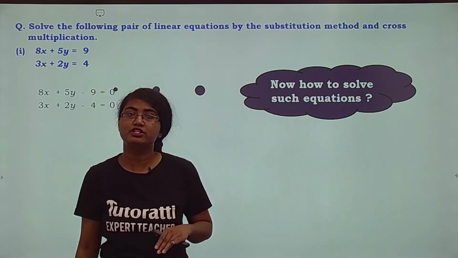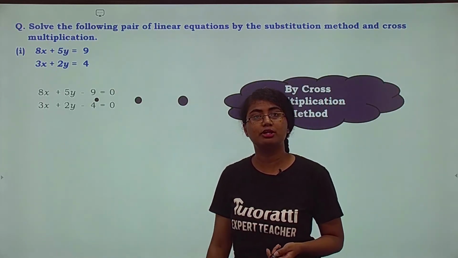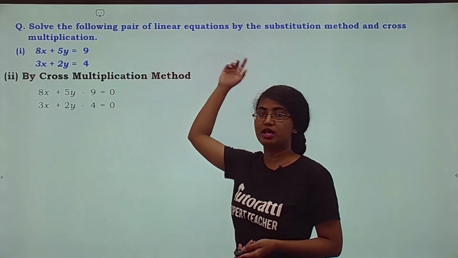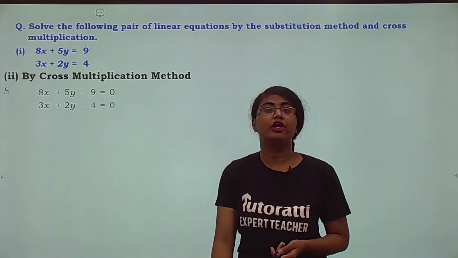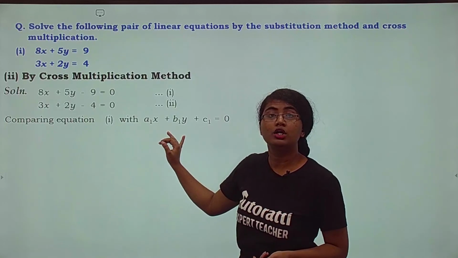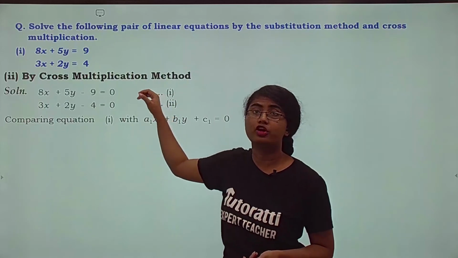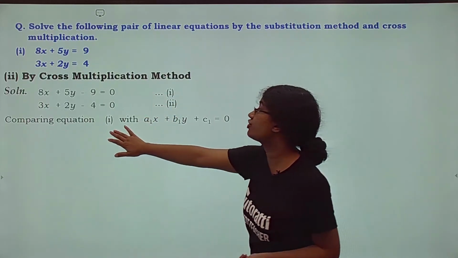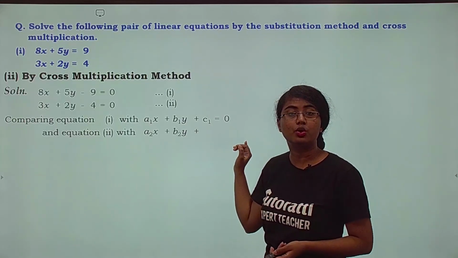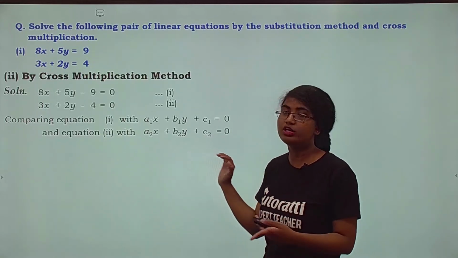Now, how do you solve such equations? By cross multiplication method. So first we are going to be using the cross multiplication method. Here you are doing substitution. Now you have to compare these two equations with your standard form. Name the equations first of all, 1 and 2. So the first equation will be compared with a1x plus b1y plus c1 is equals to 0. And the second equation will be compared with a2x plus b2y plus c2 equals to 0.